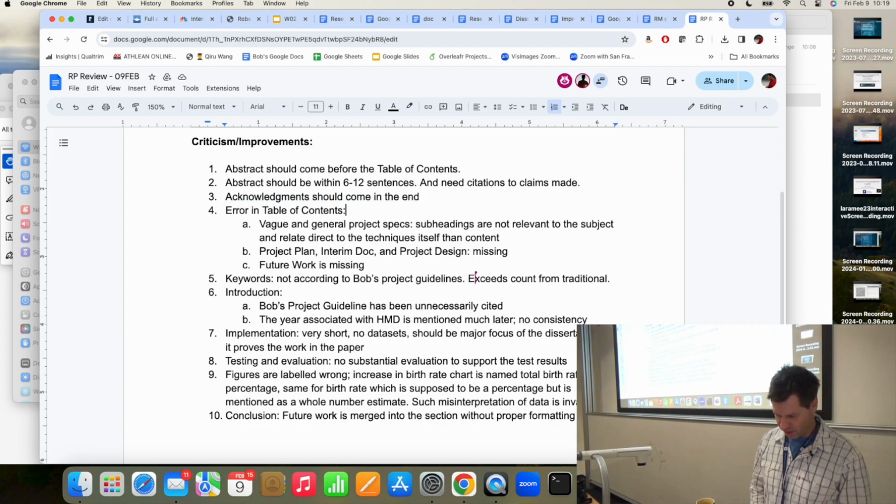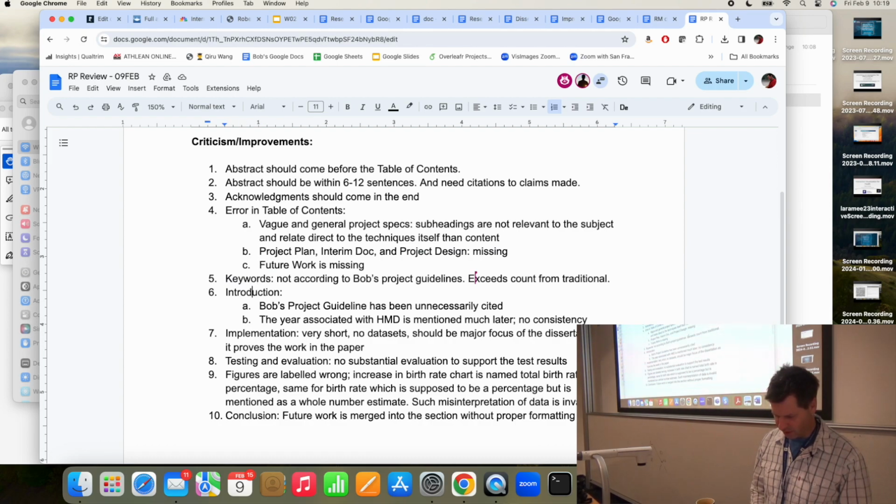Yes, error in the table of contents. That's correct. Yep. Yes, project plan. Yes, missing. Yep.